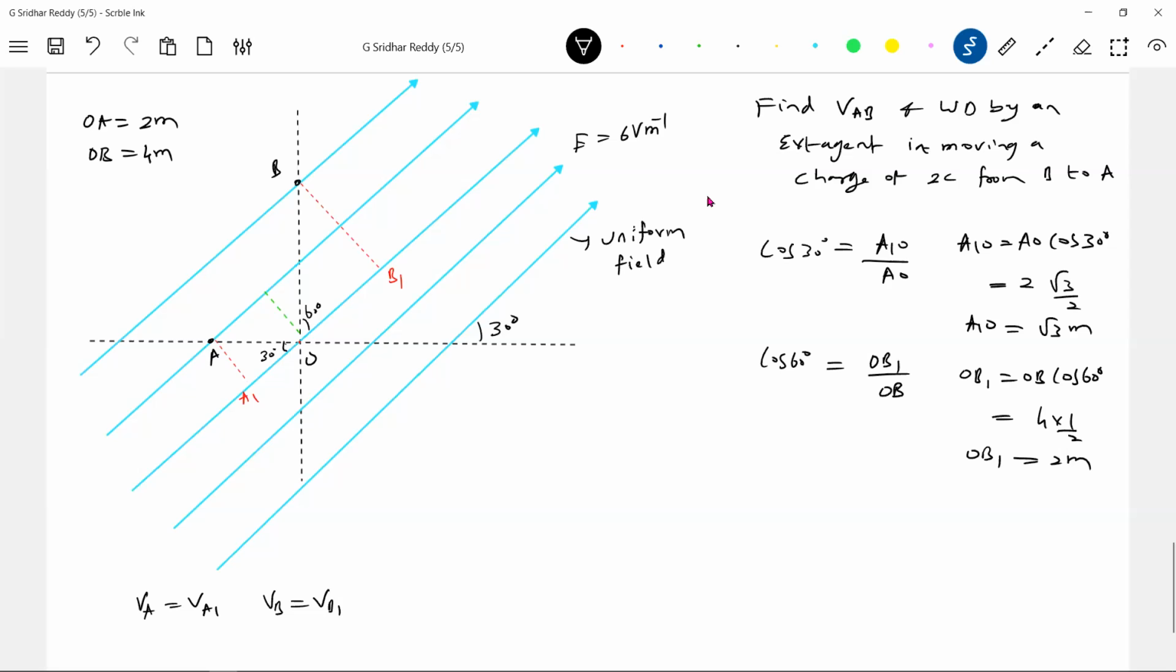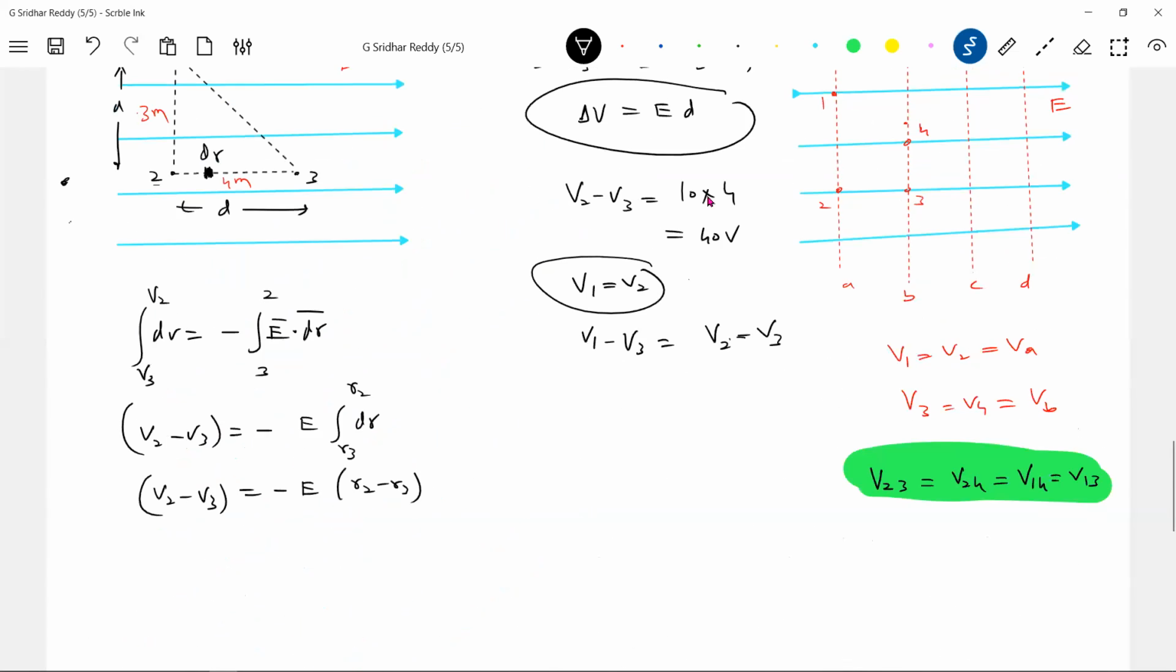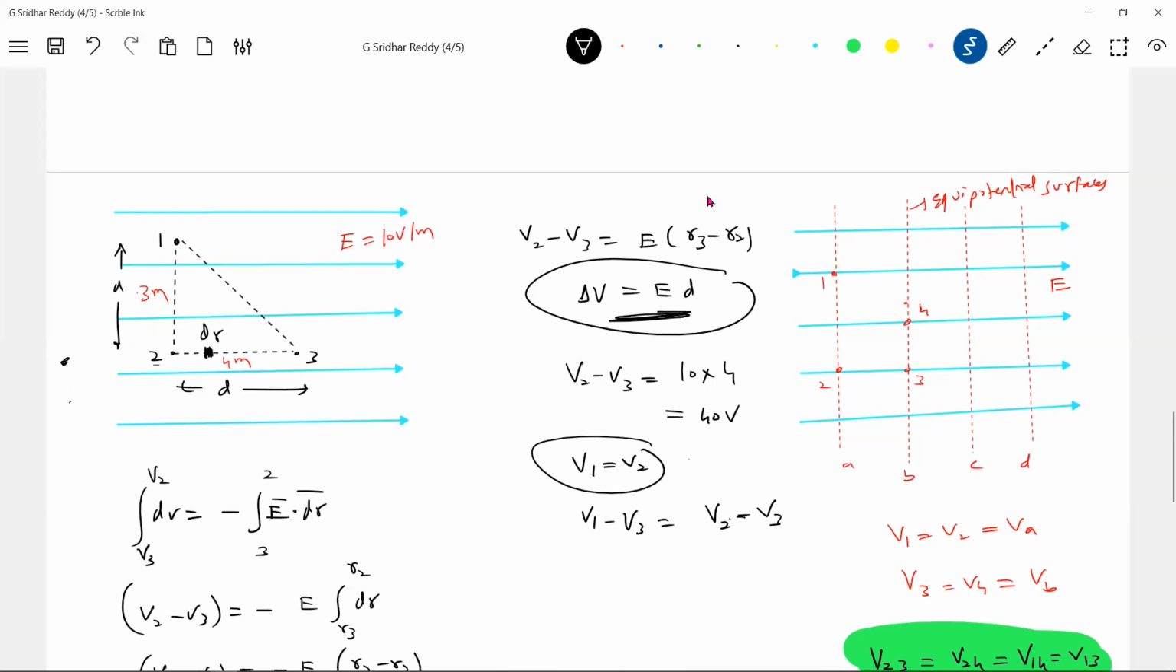Next, if the field is uniform, what should we do? Directly multiply the electric field strength into the distance. When to use this formula, when to integrate, when not to integrate? If the field is uniform, directly, the potential difference between 2 points means the distance between the 2 points along the field into the field strength will give the potential difference. Are you getting it now? As the field is uniform, what should you do? Field strength into the distance between 2 points.